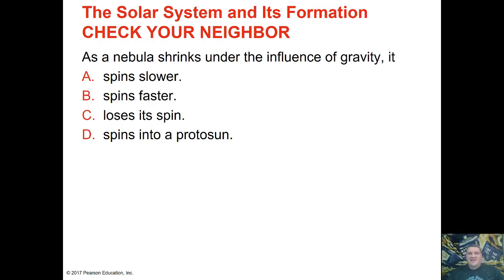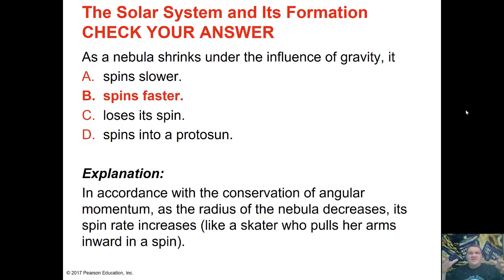All right, now that you've had a chance to think about it, the correct answer is B. It spins faster. And so this is because of conservation of angular momentum. So as the whole thing shrinks, the rest of the material has to spin faster to make sure that angular momentum is conserved.